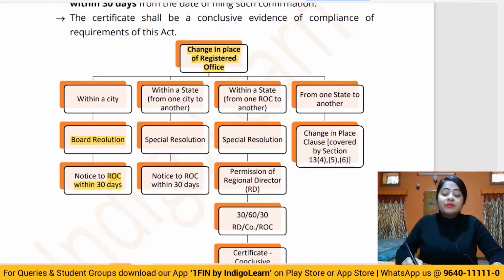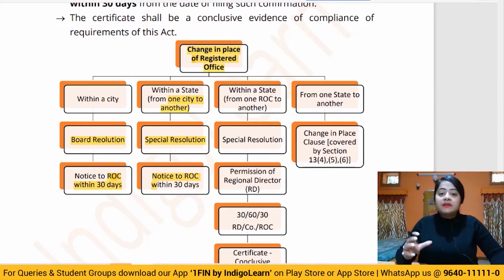Right, now what happens if the registered office of the company has to be changed from one city to another city? So let's say from Jaipur, it has to be shifted to Udaipur. Okay, but it is in the same state. It is under the same registrar of companies. In that case, a special resolution has to be filed. Okay, so the general meeting will be held and a special resolution has to be passed. Then the details of that will have to be sent to the registrar of companies in 30 days.